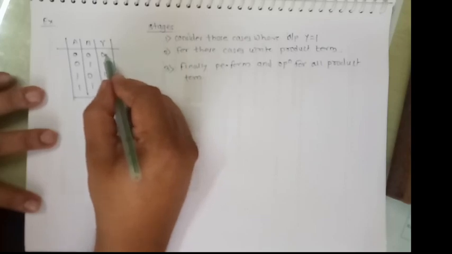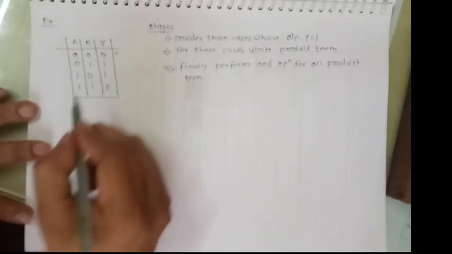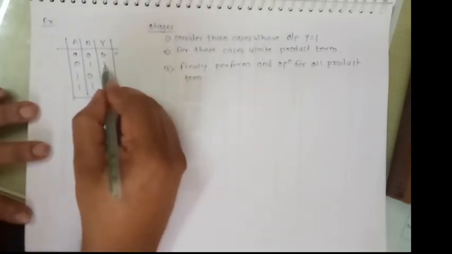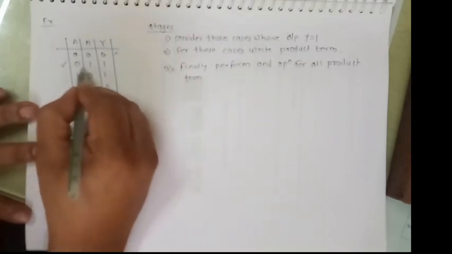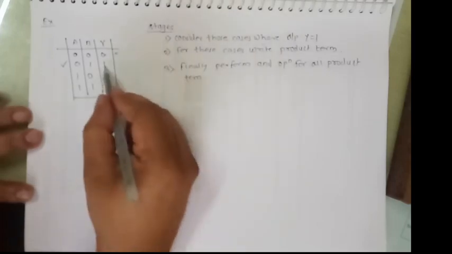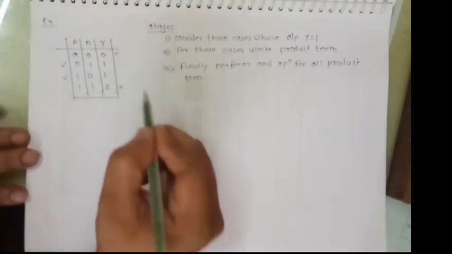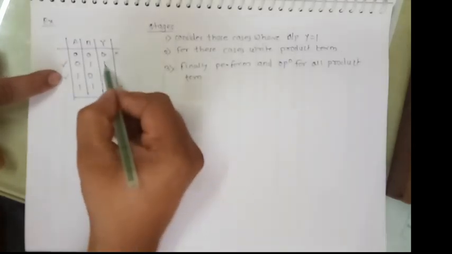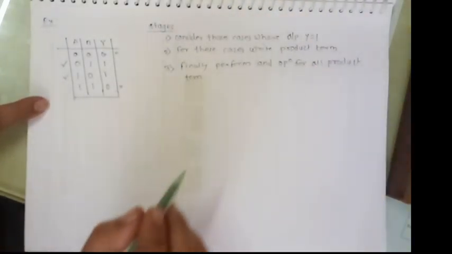At the initial case the output is 0, so we will not take this step. For the second case the output is 1, so we have to select this combination. For the third case also the output is 1, so we have to consider this case, and for the last one the output is 0, so we have to neglect this case. So for this given truth table we have only two cases for which output is equal to 1. So we have completed the first stage.